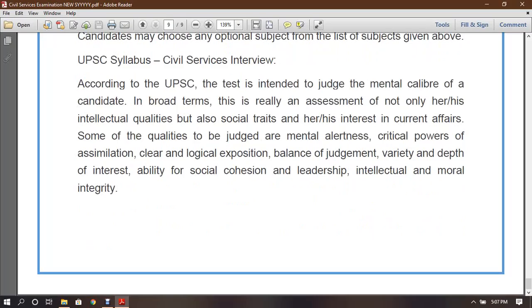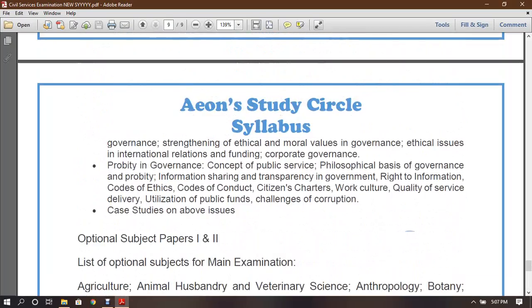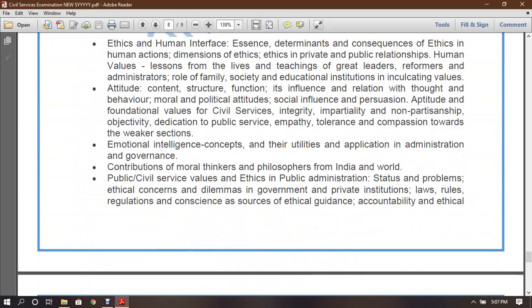These are the contents of the civil service examination for preliminary, mains and interview.